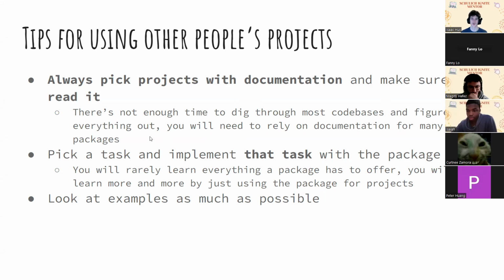Another thing is usually you want to pick tasks and build projects around those tasks and use external projects for that task. You don't want to build a project around someone else's project. It's just easier to do that way. And then examples, if it's a popular one, you can just Google the project name and examples, and usually there'll be GitHub or Stack Overflow links. You can go and see how other people have used it and how you could possibly use it in your project.